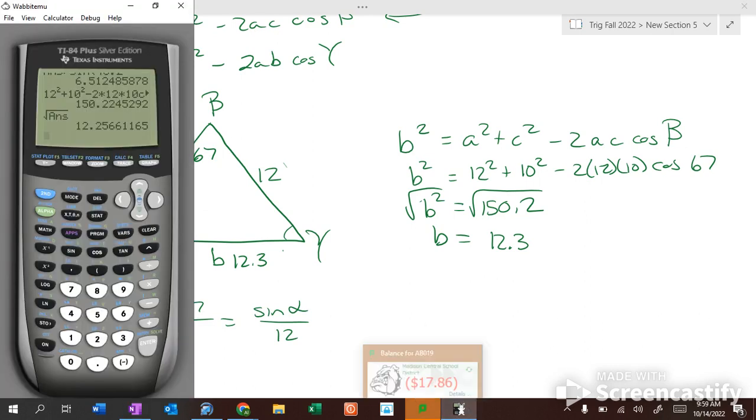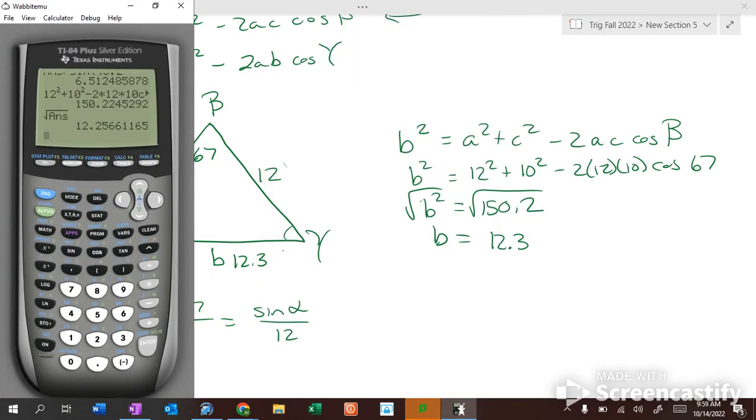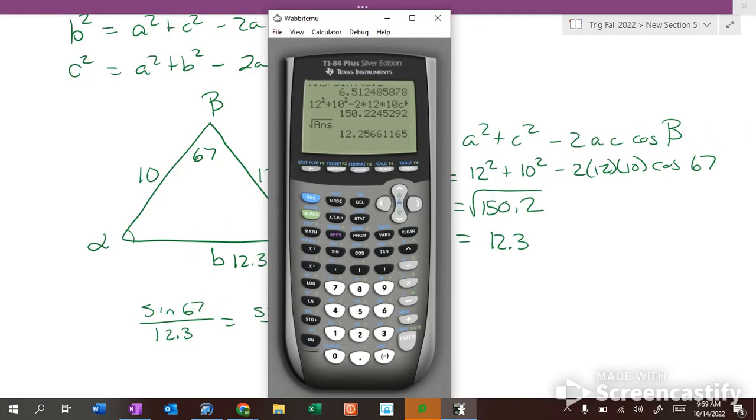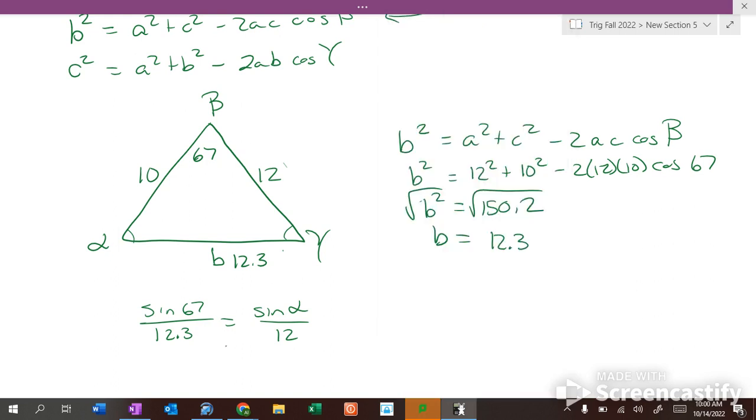Now, doing this, if I go 12 sine of 67 divided by 12.3 equals, I get a decimal, so it's inverse sine of the answer. I get 63.9.